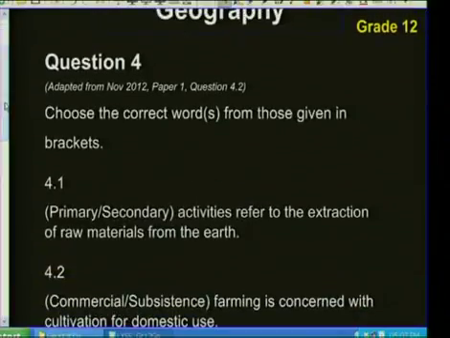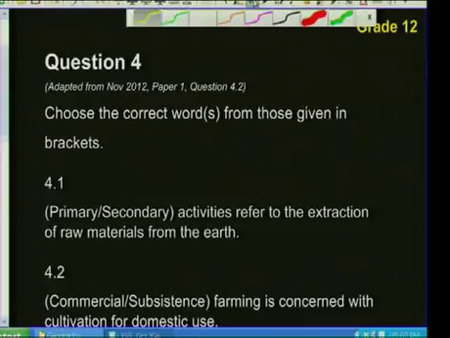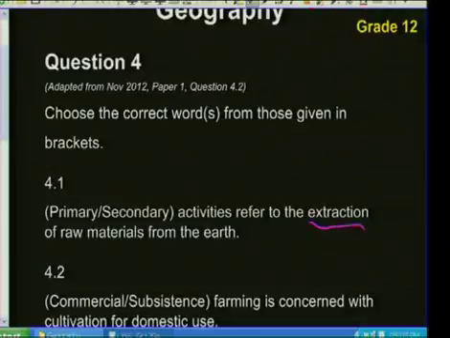The next question that I'm looking at, question 4 down here, learners, these sort of questions, you need to score total. These are your low order questions, all right? It's just basically knowing your concept. You understand? You have a description and you're choosing between two options that are given to you. Let's look at it very quickly down here. Primary, secondary activities refer to the extraction of raw materials. The important words are extraction and raw materials, removing it from the earth. Obviously, if you studied well, it's primary activity. You don't have to waste a lot of time.